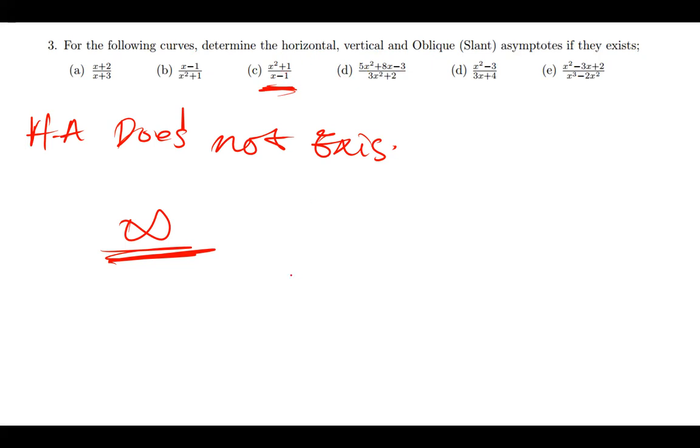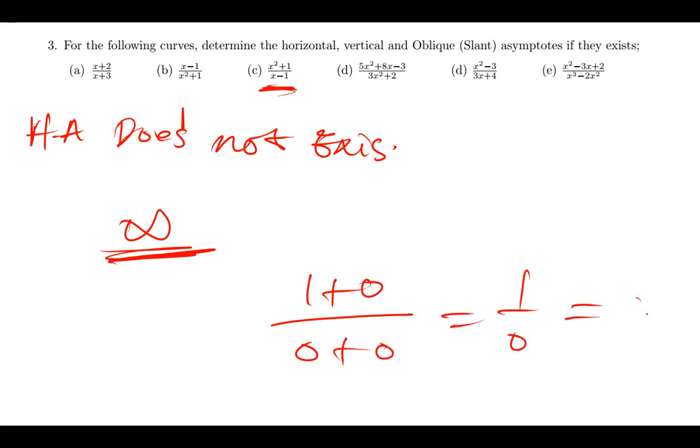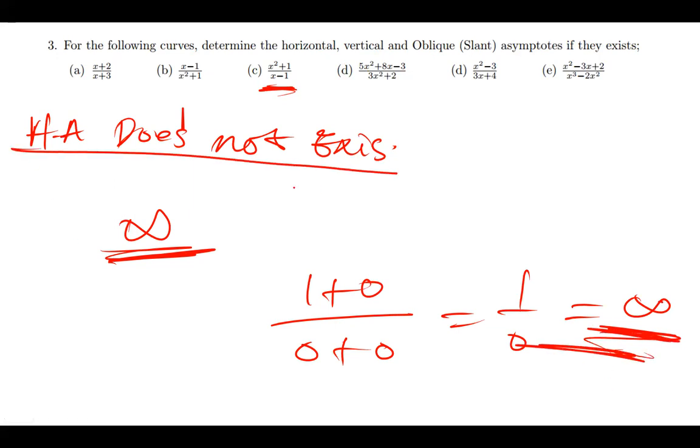Down there, on top, you're going to have 1 plus 0. Down there, you're going to have 0 plus 0. So 1 over 0, the answer is simply just undefined. Once you find this as your answer, it means that the horizontal asymptote does not exist. If the horizontal asymptote does not exist, it means that you can now easily find the oblique asymptote.